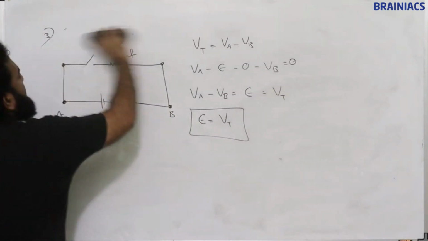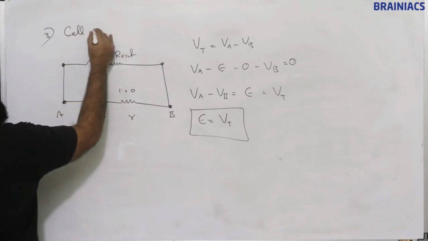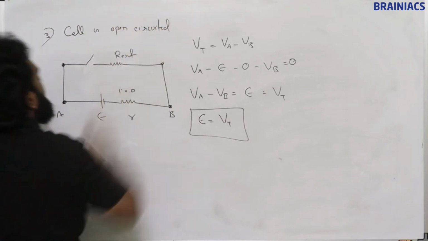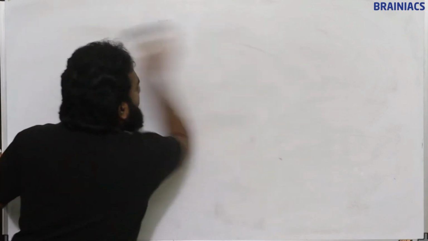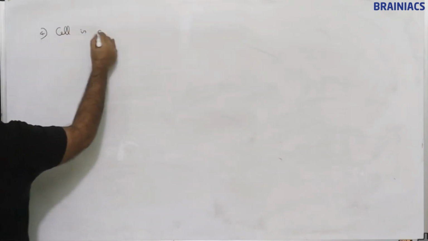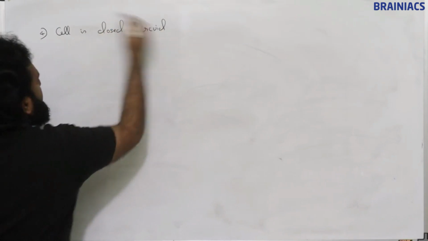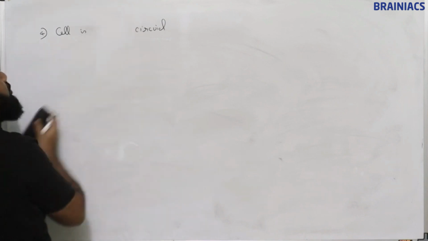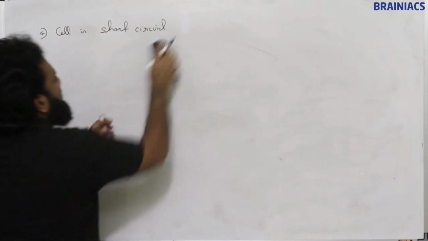Okay, so this can be written like the cell is open circuited. Okay, likewise also we can take the fourth point: the cell is closed circuit, short circuited. Okay, the cell is short circuited.